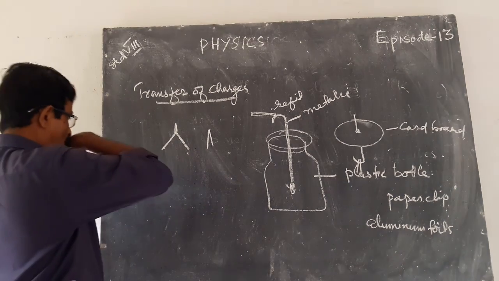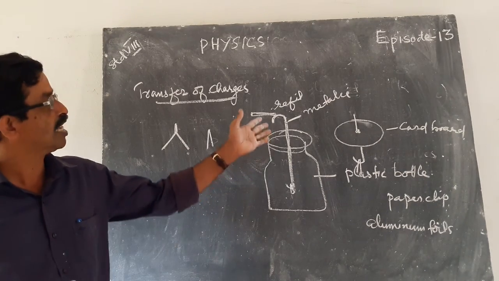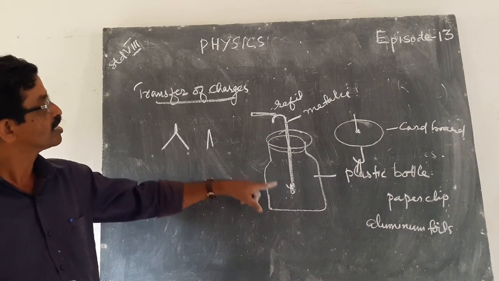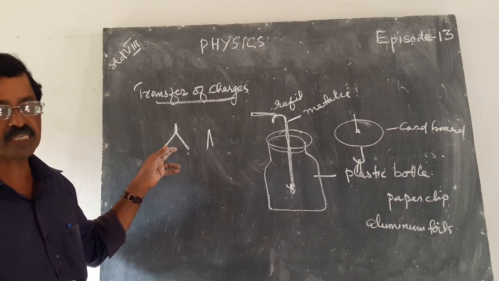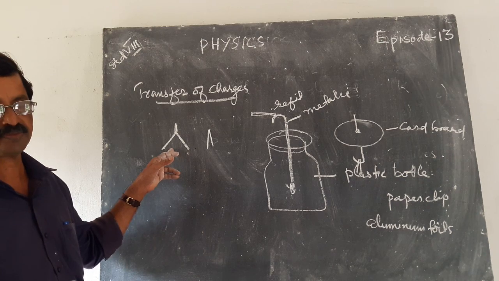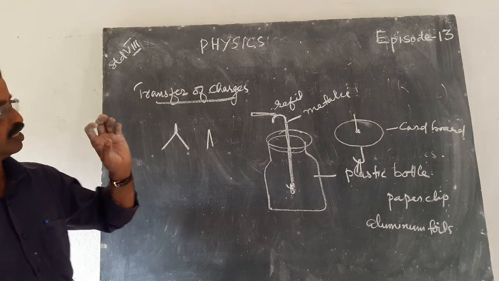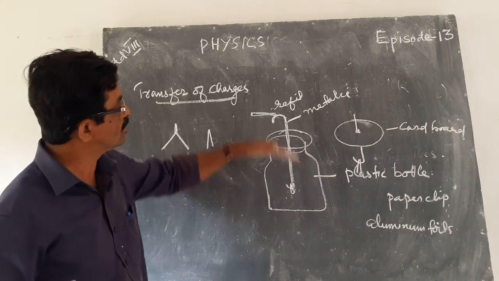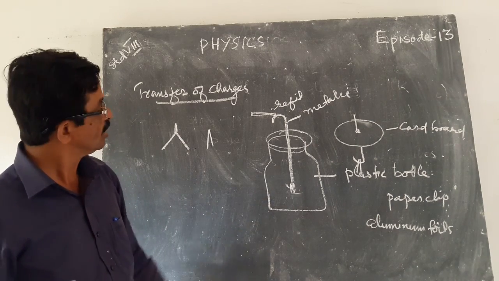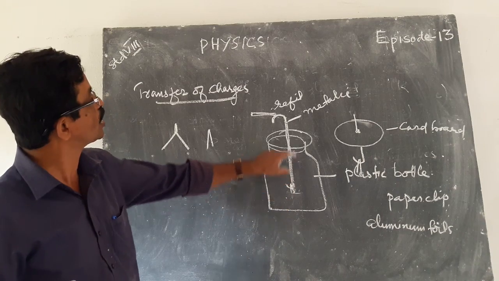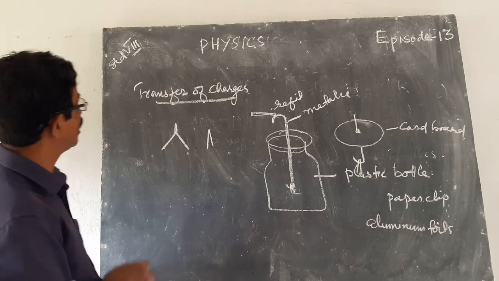Now, instead of this, if we bring a glass rod or any other charged body, then also we can observe this separation. That means repulsion of these leaves we can see. And when we touch this with our hand, the leaves come close to each other. That means the charge from these leaves is transferred to our body, and that goes to the earth.